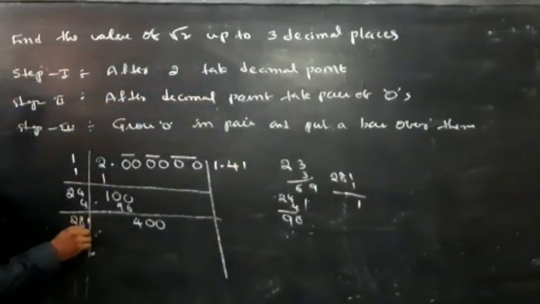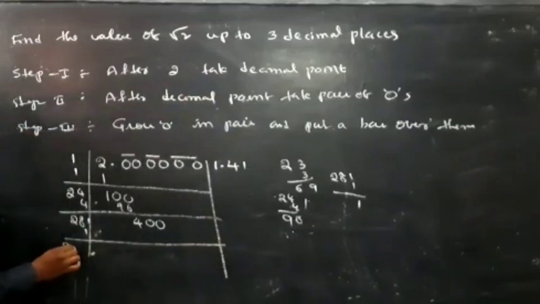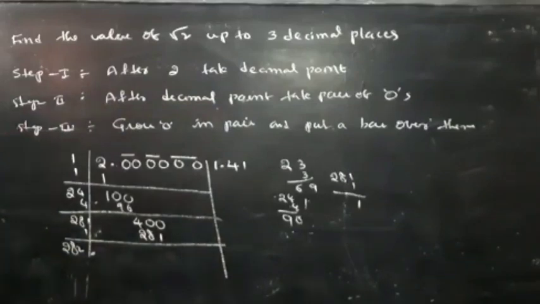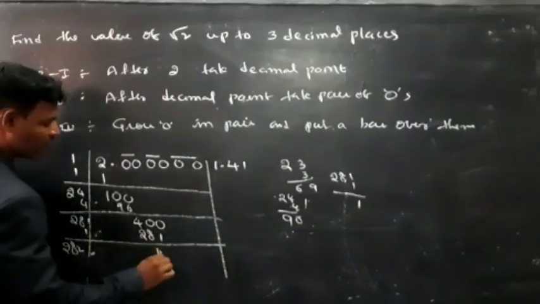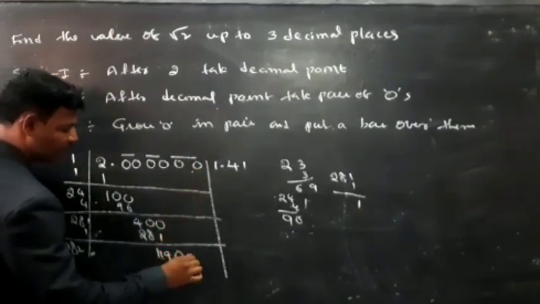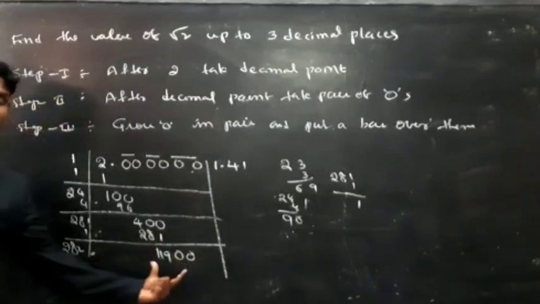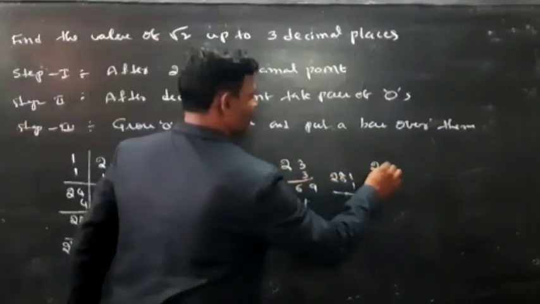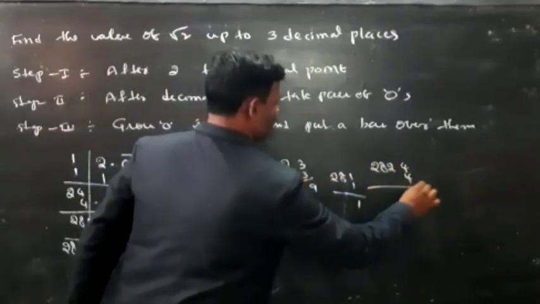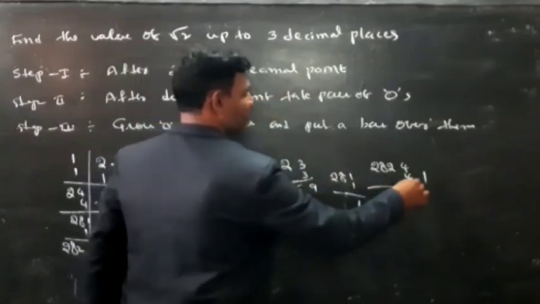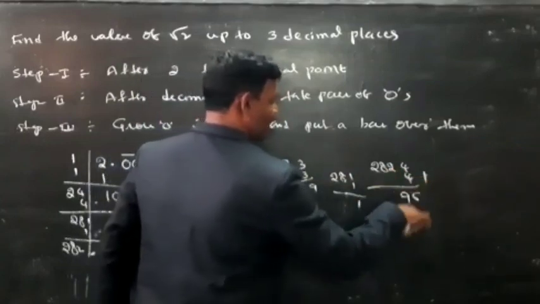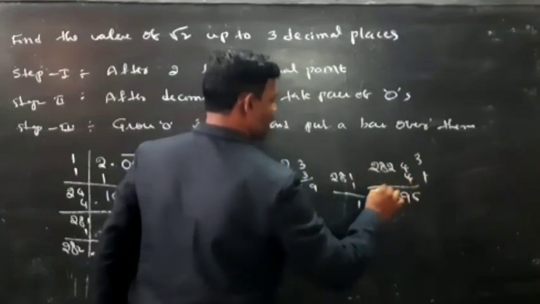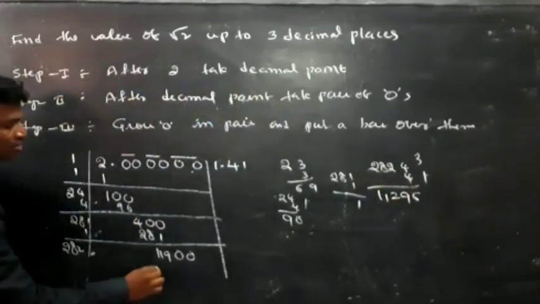1 1 and 1 is 282. 281. Next 119. So take another pair of zeros. Now divide this 11,900 with 282. It means take 282 beside. I am taking 4 there. 4 4 is 16, 4 2 is 8, 8 plus 1, 9. 4 8 is 32, 3. 4 2 is 8, 8 plus 3, 11. So what is the answer here? 11,296.